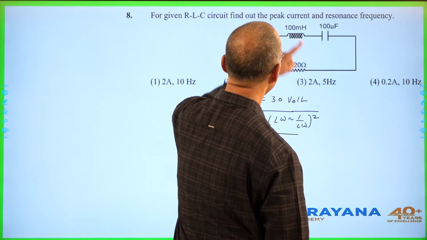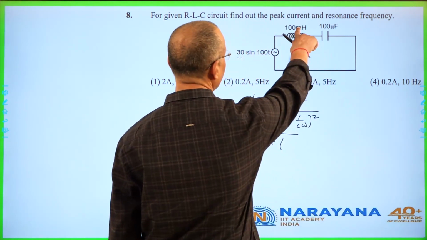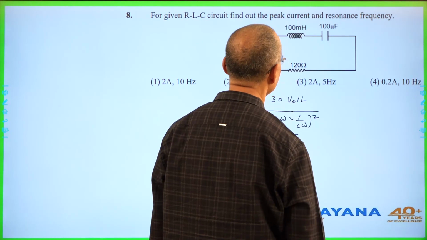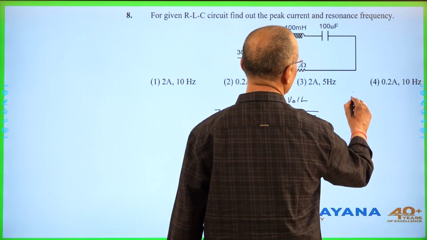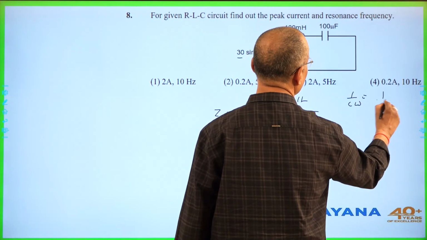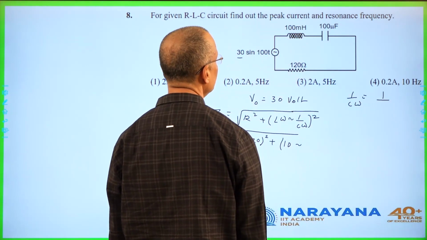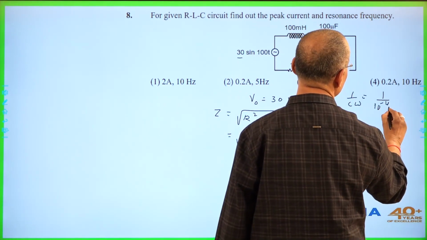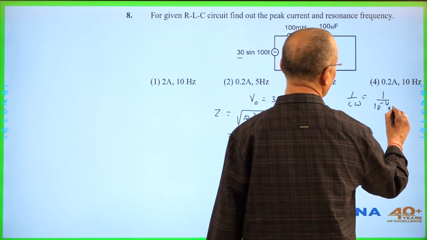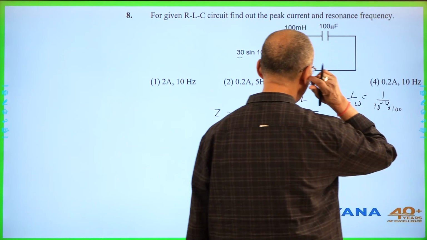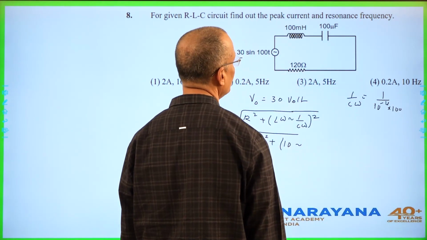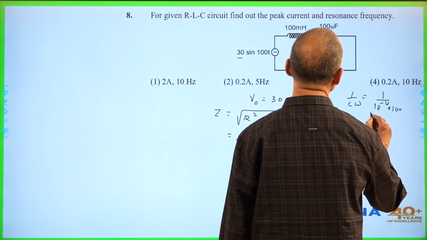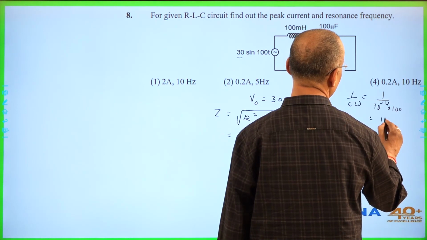and L is 100, 10 to the power 4, 10 to the power 3. So this will become 10 minus 1 by C omega. That one you will have to see how much. 1 by C omega, 1 by C. C is 100 micro, so 10 to the power minus 4. And omega is 100, 10 to the power minus 2. Omega is 100, so 10 to the power minus 2 I am getting. So it will become 100.